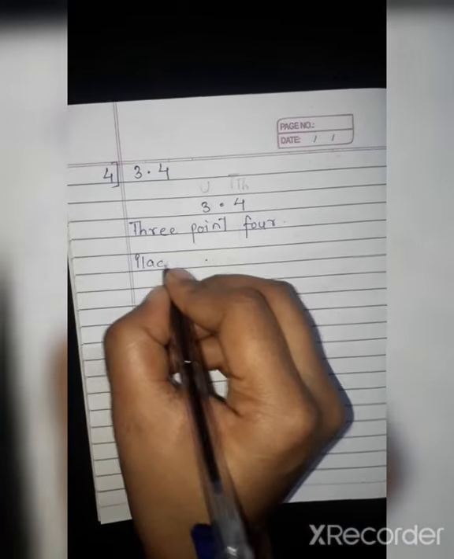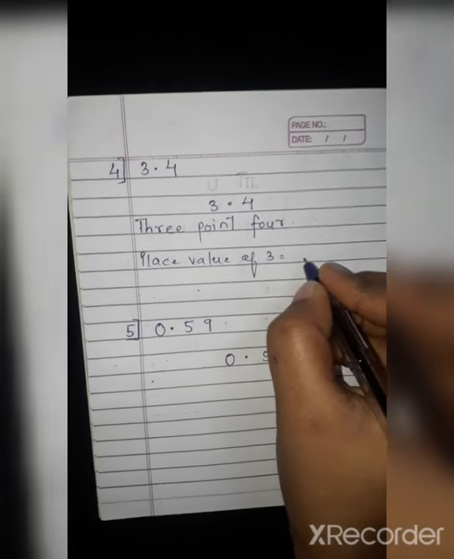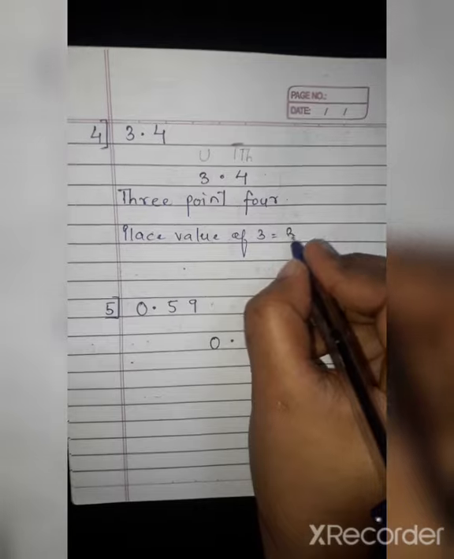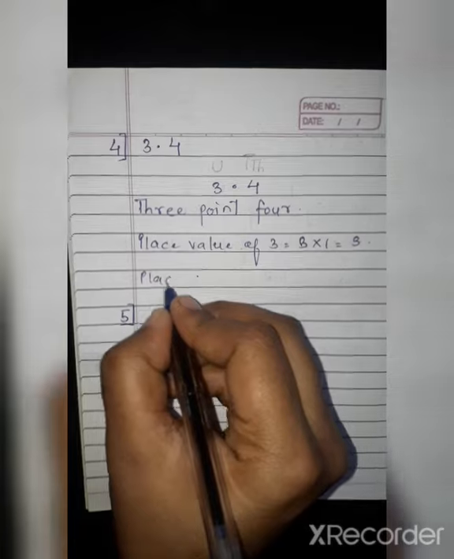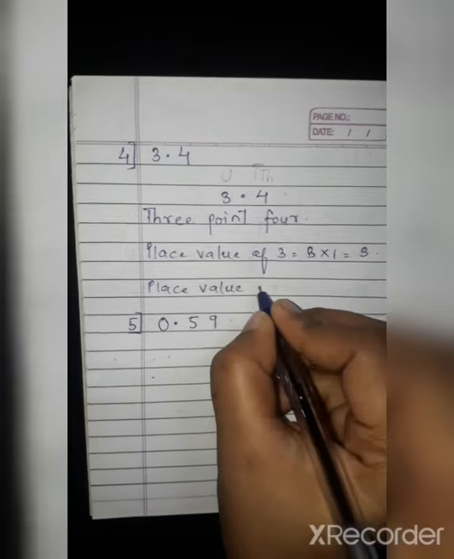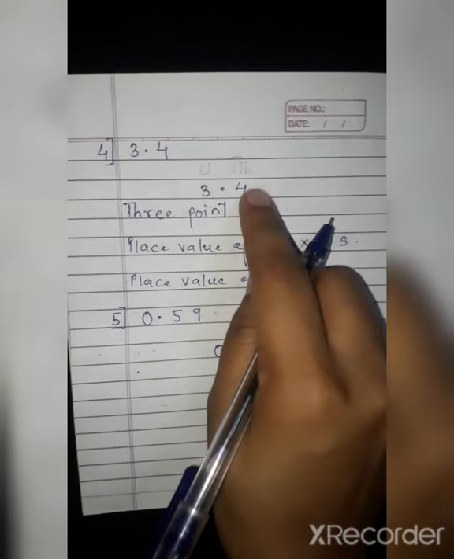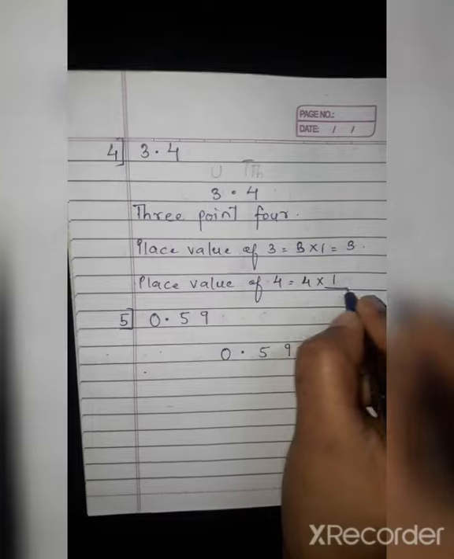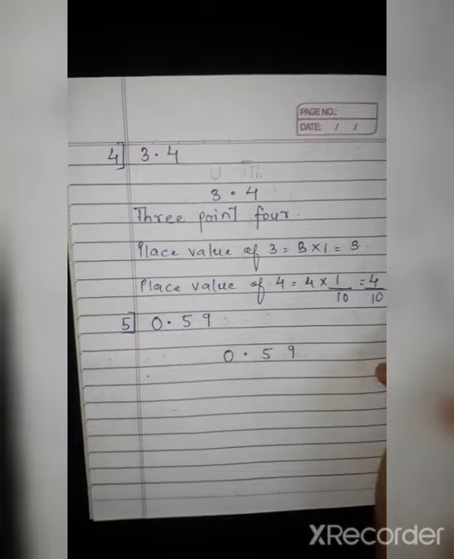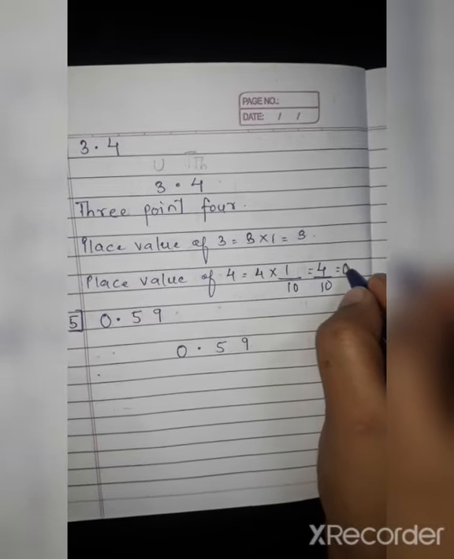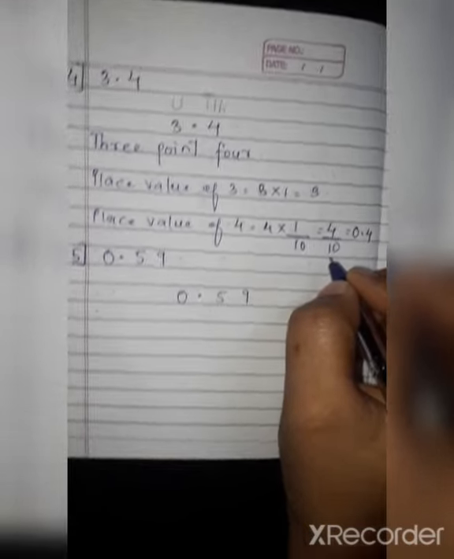Now place value of 3. 3 is at unit place. So we will multiply it by 1. 3 multiplied by 1, answer will be 3. Now place value of 4. 4 is at which place? Tenths place, means after the point. So we will multiply 4 by 1 upon 10. Your answer will be 4 upon 10, and in decimal we will write as 0.4, because the denominator is tenth.